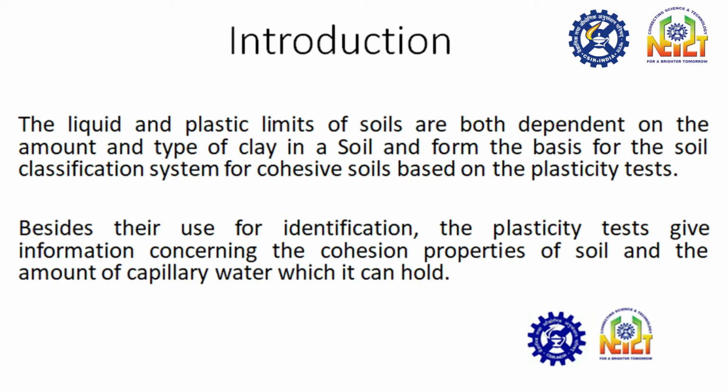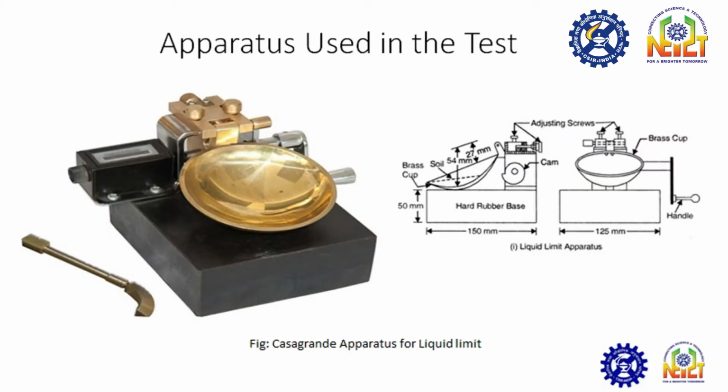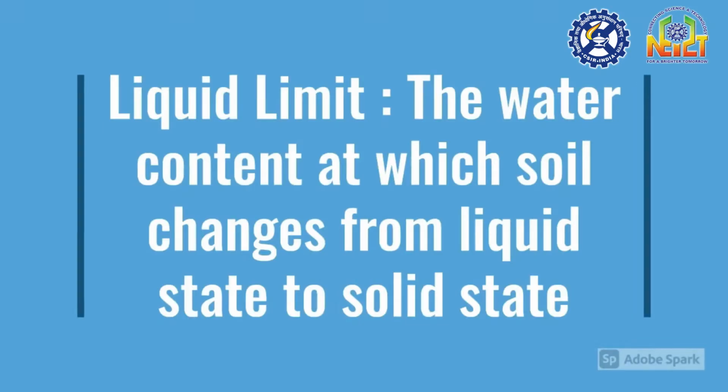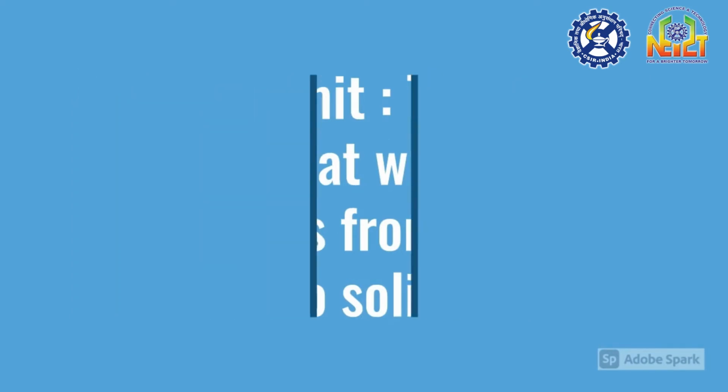One is the Casagrande method and the other one is the cone penetration method. But here we will use the Casagrande method. So this Casagrande apparatus will be used in this liquid limit test. Before the test, we need to prepare the sample by sieving. One of the important things is the soil grain should be finer than 425 micron.